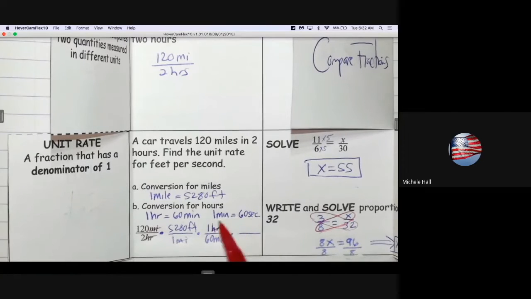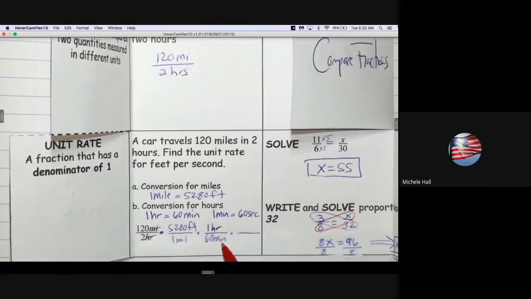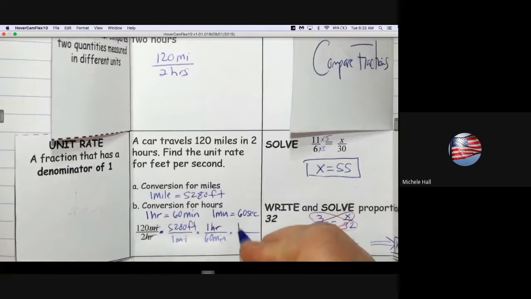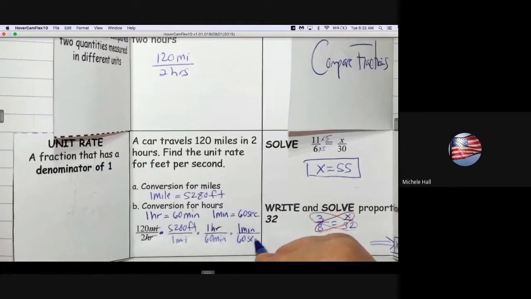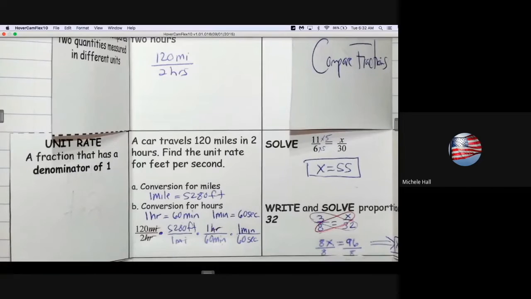Here is my last conversion. I need my minutes to cancel, so I'm going to put 1 minute in the numerator and 60 seconds in the denominator. I can cancel my minutes, and now I can check my units. If I have feet per second, then I'm ready to do the number crunching. In the numerator, I have feet, and in the denominator, I have seconds, feet per second. Now I'm ready to multiply straight across and then divide out.